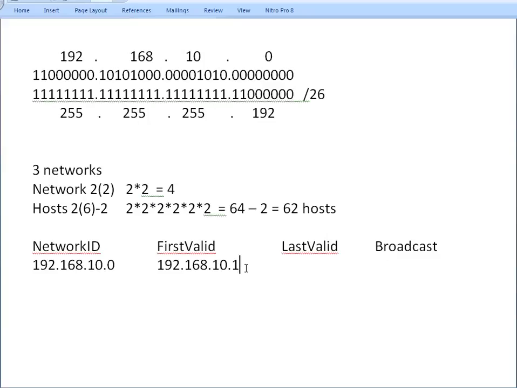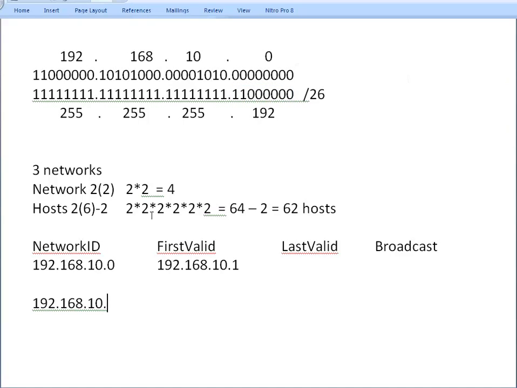192.168.10.1. Now to find the last valid address and the broadcast address, it's easy if we find the next network ID. The first 3 octets are going to be the same, so 192.168.10. You have to see where the separation of ones and zeros is. Since it's separating on this bit here, you have to think what that bit represents. This bit is representing 64. So we have to increment by 64 on this octet.